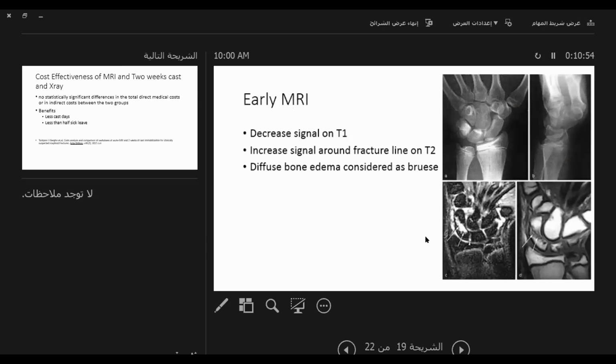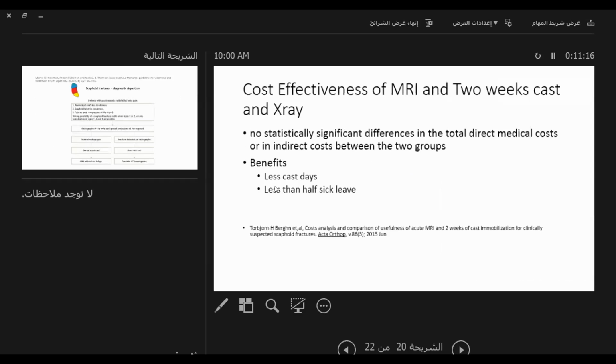The most sensitive one may be the early MRI. Decreased signal intensity on the T1, as we see here. The plain X-ray is normal, but we can see here decreased signal intensity on the T1 or increase on T2. And if there is a diffuse edema of the bone, it's not a fracture, it's just a contusion.